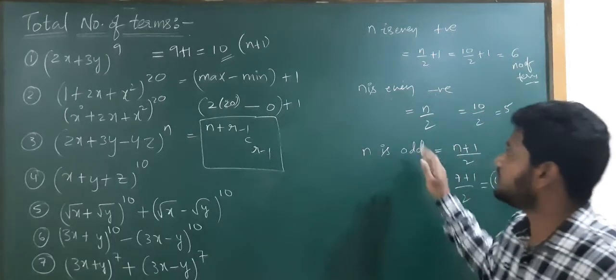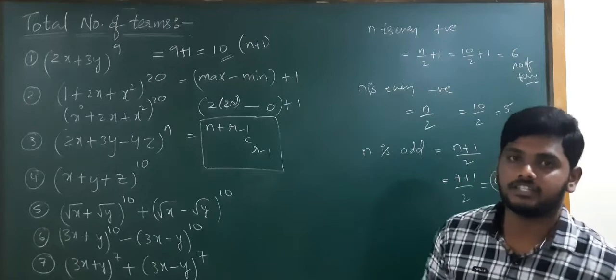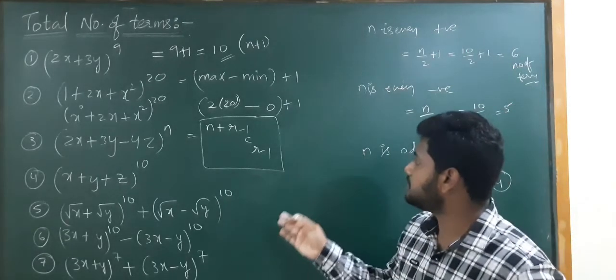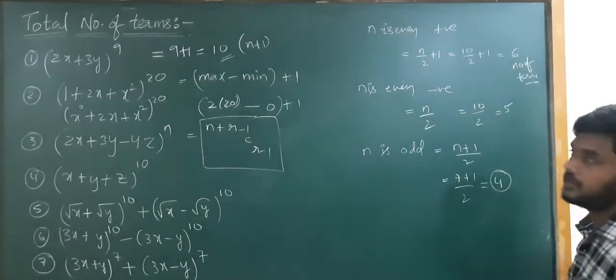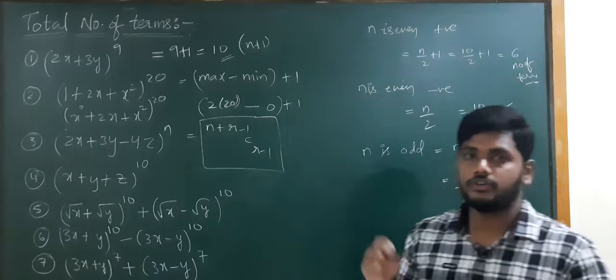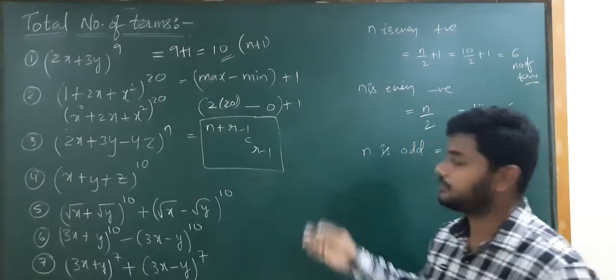So these are all shortcut methods to find the number of terms. If you want to expand and check, you can expand using the binomial theorem, and after simplifying you will also get the same number of terms. If they ask it in theory examinations, you need to expand through the binomial theorem. If they ask it in MCQs, applying these formulas you will get the answer.